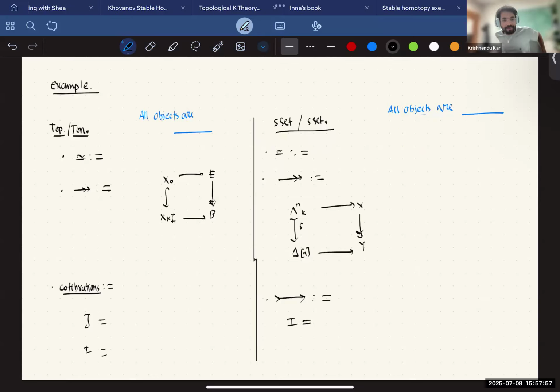So far we have talked so much about the features. Now let's talk about a few examples. The first example should be topological spaces. Here, all the objects are fibrant. This is a big feature of topological spaces. Now let's look at what all the maps are. Your weak equivalences are the weak homotopy equivalences.